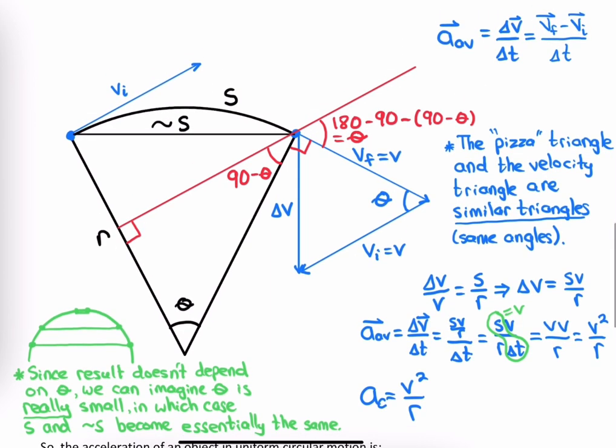Okay, so the idea here is that we have kind of shown that when an object is in uniform circular motion, all we had to use was the definition of acceleration and a little bit of geometry skills. We've shown that its acceleration is its speed squared divided by the radius of the circle that is its path.